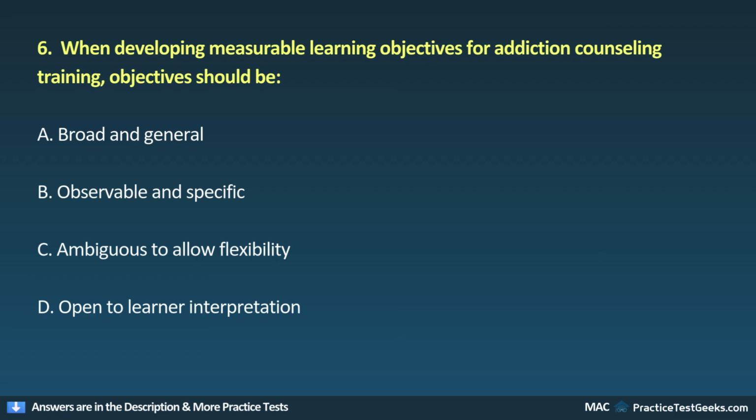6. When developing measurable learning objectives for addiction counseling training, objectives should be A. Broad and general. B. Observable and specific. C. Ambiguous to allow flexibility. D. Open to learner interpretation.